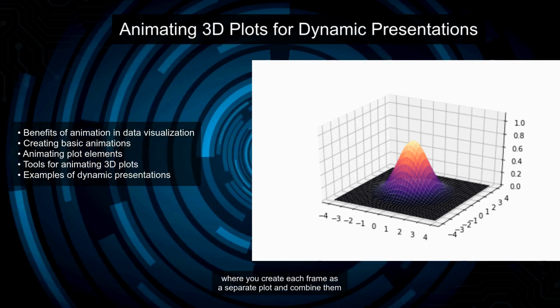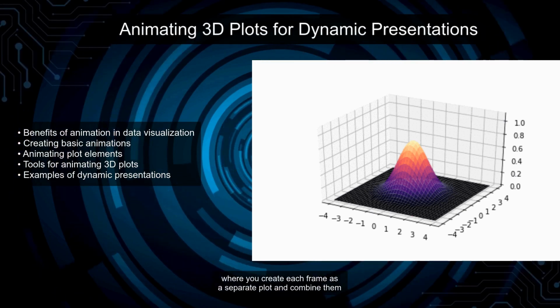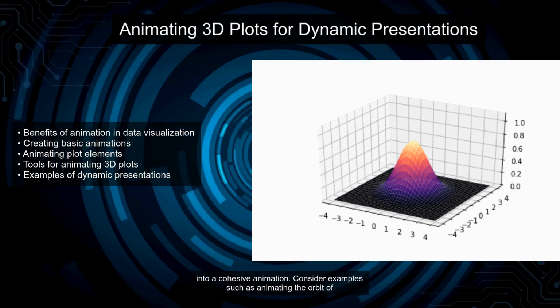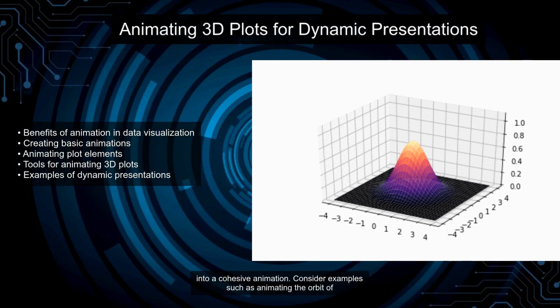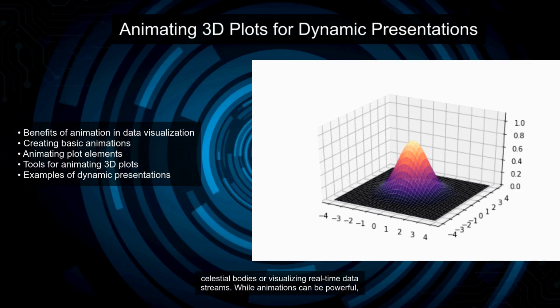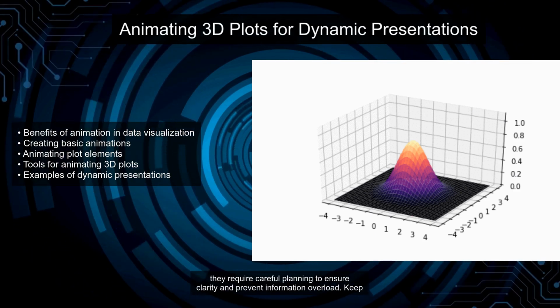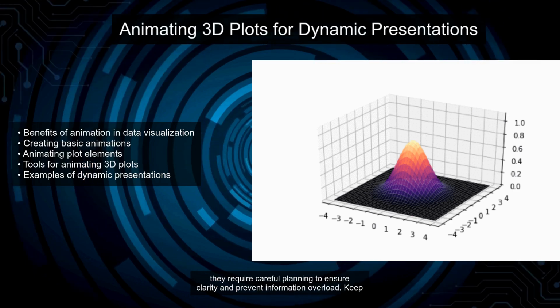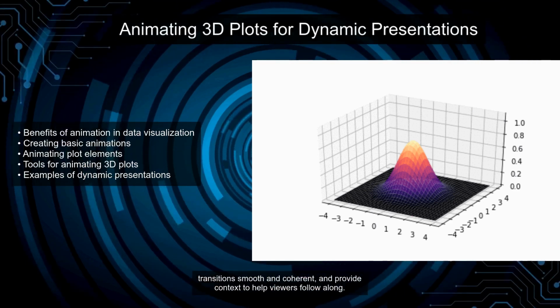Tools like ArtistAnimation offer another approach, where you create each frame as a separate plot and combine them into a cohesive animation. Consider examples such as animating the orbit of celestial bodies or visualizing real-time data streams. While animations can be powerful, they require careful planning to ensure clarity and prevent information overload.